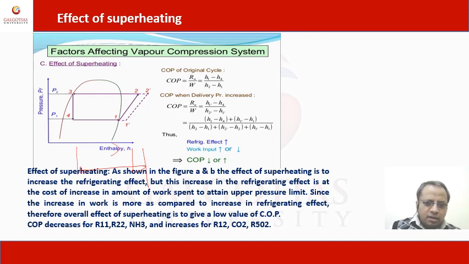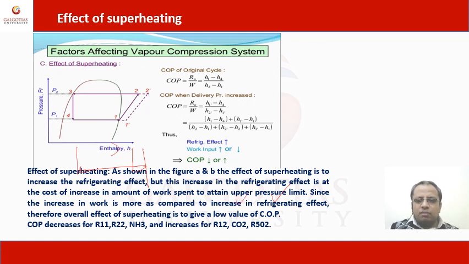In this case, this is the initial cycle 1, 2, 3, 4. But when we go for the superheating of the refrigerant, here the cooling effect also increases. Means process 4 to 1 dash increases. So ultimately, for this case, sometimes COP will increase and sometimes COP will decrease.